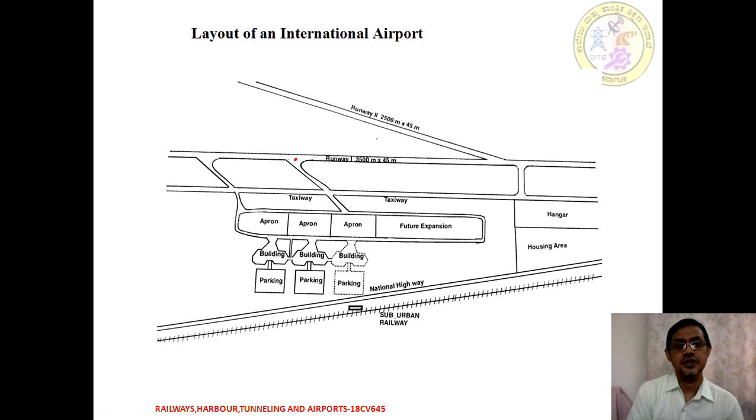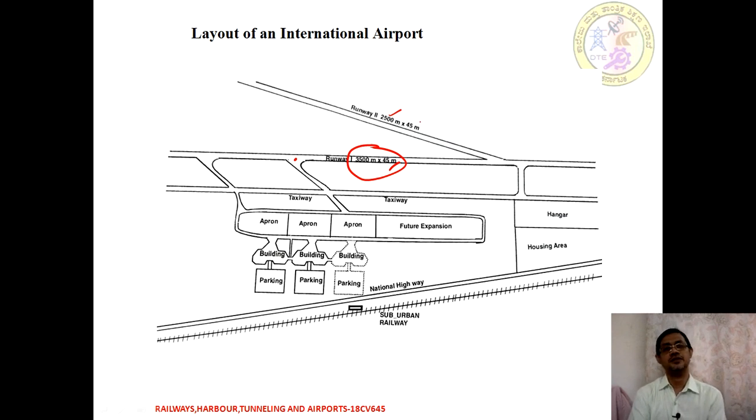So one runway is going to have a minimum length of 3.5 kilometers, or 3,500 meters, and a width of 45 meters. The second runway should be an auxiliary runway of 2.5 kilometers, having the same width of 45 meters. Then the taxiways are provided to take care of the aircraft loading.